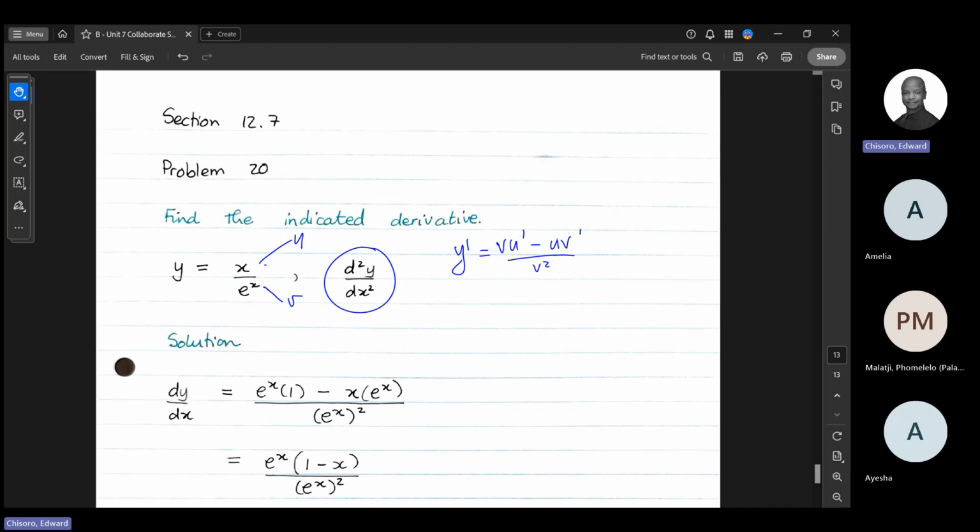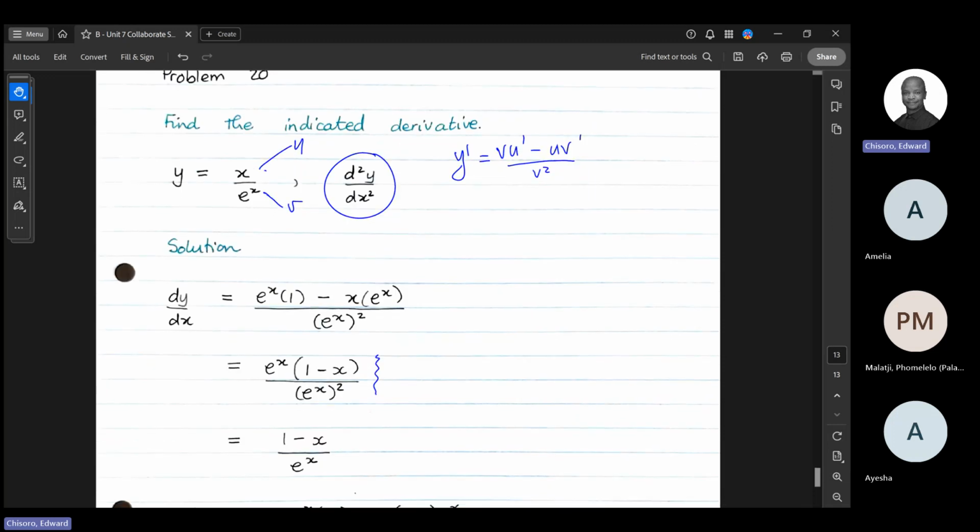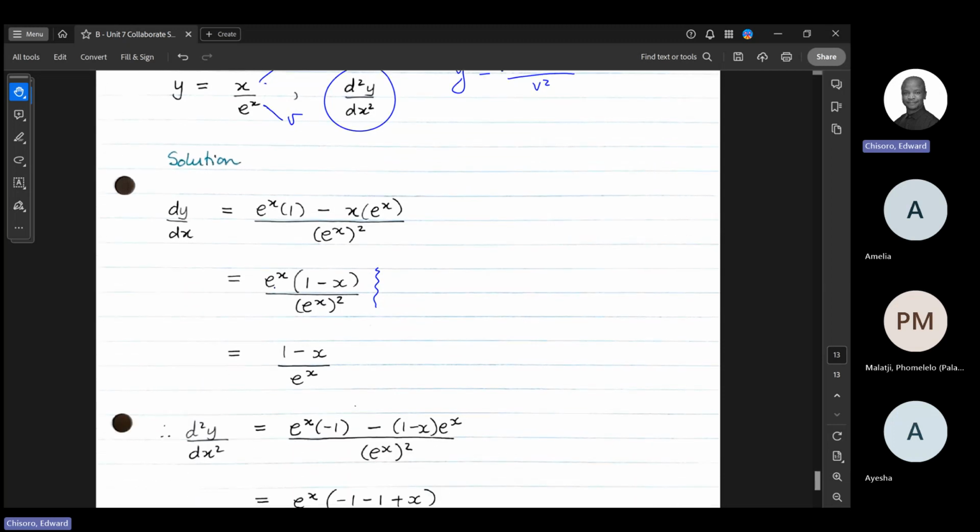To get the second derivative, we need to differentiate this. And here we simplified so that doing our second derivative is easier. That's one of the key reasons why simplifying matters for higher order derivatives: it makes the second derivative easier to do. Here, if you take out a common factor e to the x, you get 1 minus x over e to the x squared, and then it simplifies to 1 minus x over e to the x. Now you have a simple quotient, and you do the derivative again.